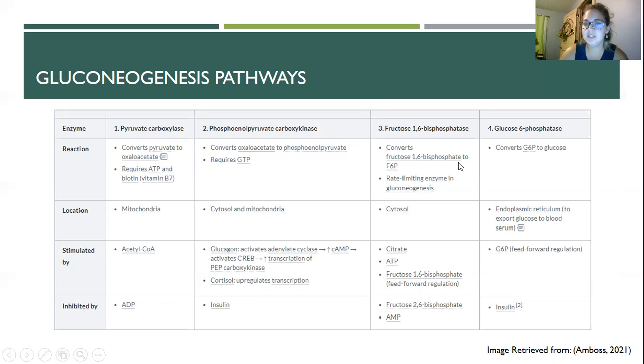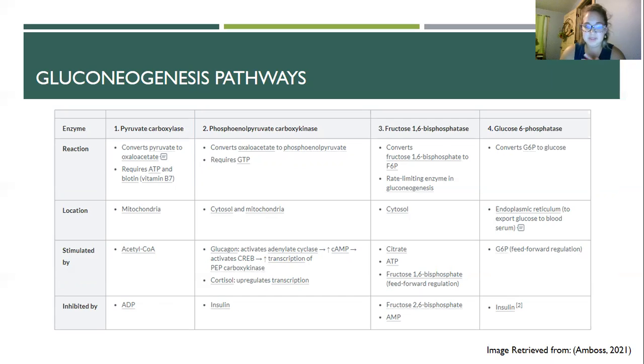Our third step is fructose 1,6-bisphosphatase. This enzyme does that conversion of that substrate. So the enzyme matches with that substrate, and it's the rate-limiting enzyme in gluconeogenesis. It's happening in the cytosol.